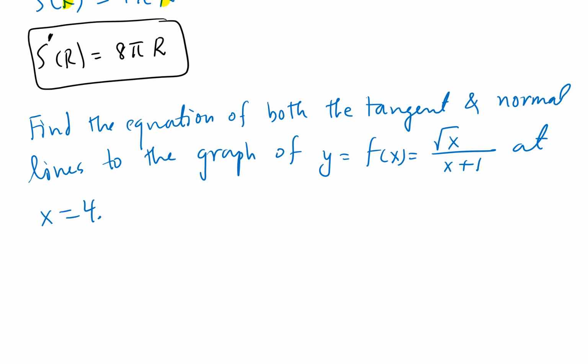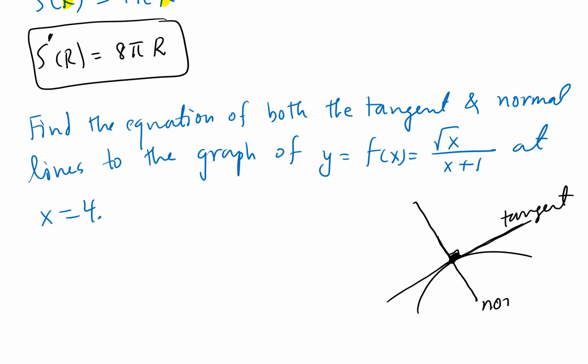Next one, find the equation of both the tangent and normal line. What is a tangent line? This is a tangent line. What is a normal line? The normal line is the line that is perpendicular to the tangent line at that point. So this is tangent. This is normal. Tangent line, normal line.